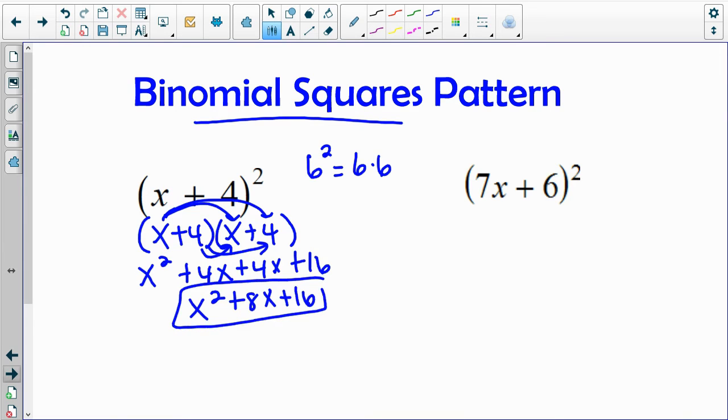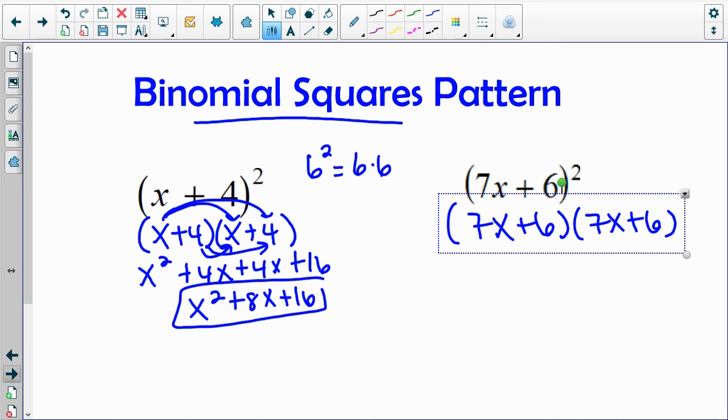But just know, if you see a power of 2 on a binomial, you have to write 2 of them to get the correct answer. That power of 2 says times it by itself. So you actually have to times it by itself. Multiply everything to everything. You'll get 4 things, but 2 will combine together. Okay, any questions on the squares? Make 2 and then just either box it or FOIL it out.